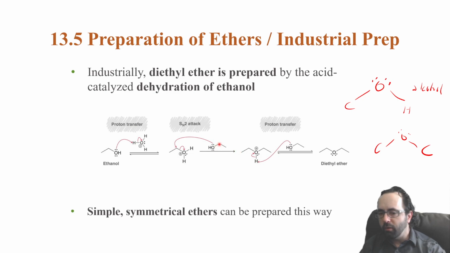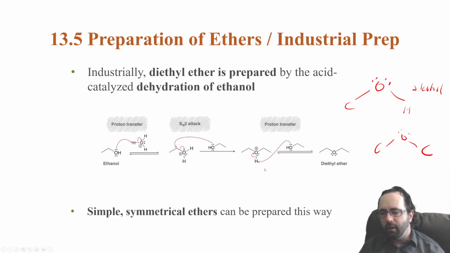So this oxygen was making 2 bonds and had 2 lone pairs, but now it's making 3 bonds and has 1 lone pair, so it's positive in formal charge. So the final step is to deprotonate that protonated ether, and we've got lots of this ethanol around, so this can easily grab the proton off the ether and ultimately produce the stable ether. So we can do this to produce simple symmetrical ethers. Symmetrical because both the reagent and the substrate here are ethanol.